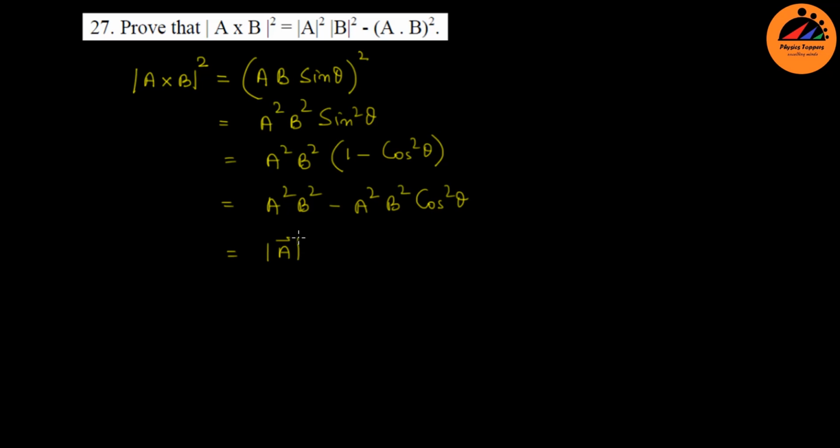So this is what? This is whole magnitude of A whole square, magnitude of B square, minus A dot B whole square. See, in these problems, you please remember that these are written in bold, so these are vectors. I have not mentioned it explicitly, so keep this in mind, that these are vectors. Okay.